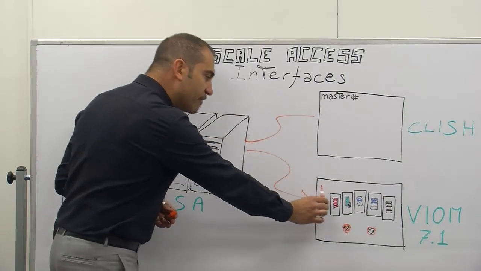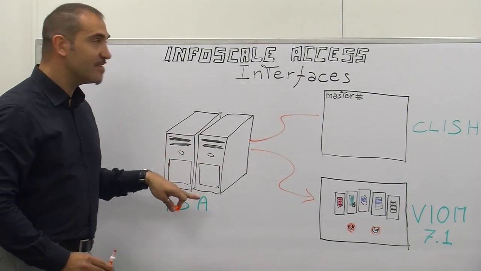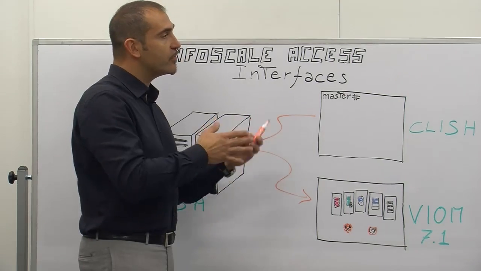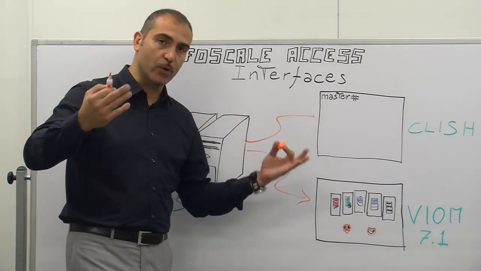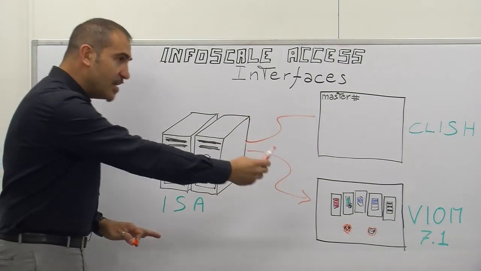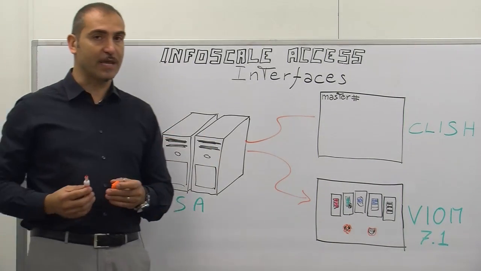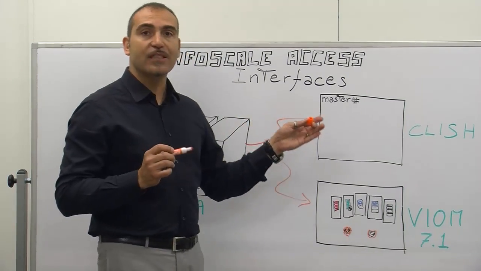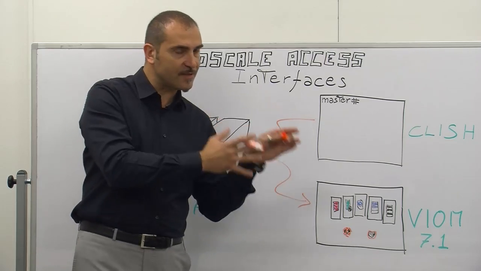However, to let VIOM manage InfoScale Access, you need to add 2 specific add-ons. One is the Storage Insight. Storage Insight is the add-on that will let you configure, manage, administer, discover storage. And this will let you discover and manage the storage that is connected to the InfoScale Access cluster nodes. The second add-on instead was created specifically for InfoScale Access. It is called Access Insight.